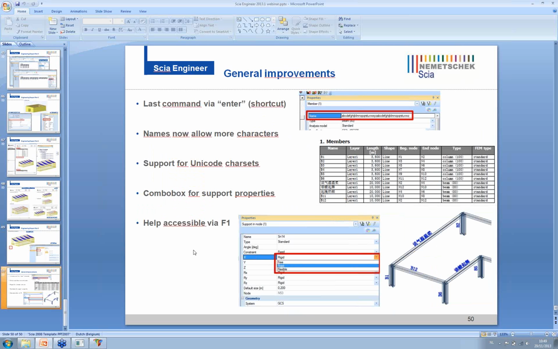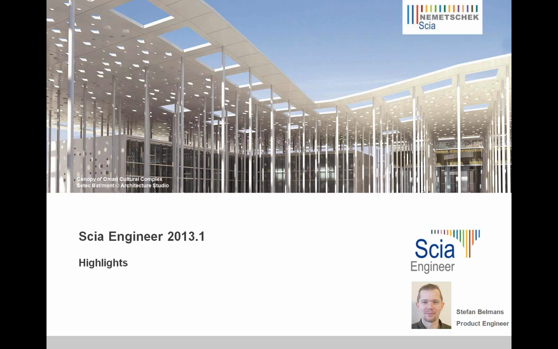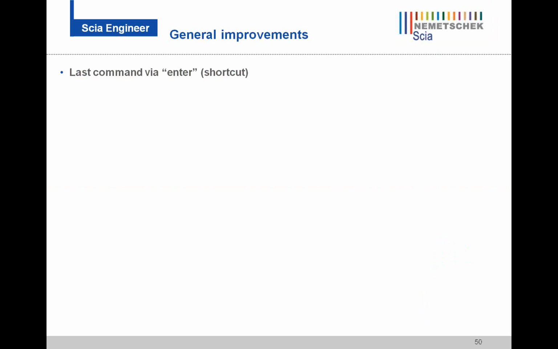Okay, we more or less came to the end of this presentation. Maybe just one last slide on some general improvements that we did. You all know that in version 13.0 we had the introduction of shortcuts, so you could assign a command to every possible functionality in Scia Engineer. If you wanted to create a beam, then you could just type beam.